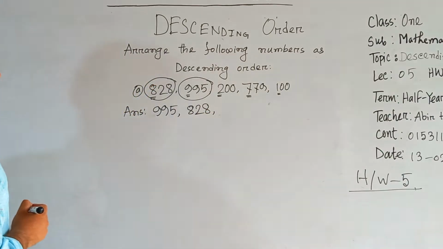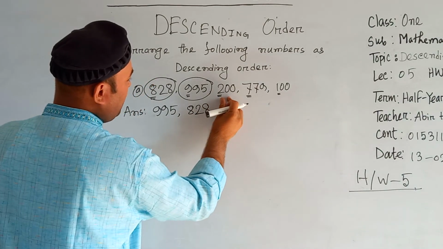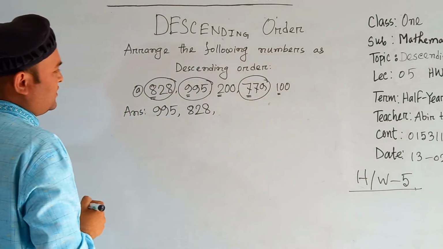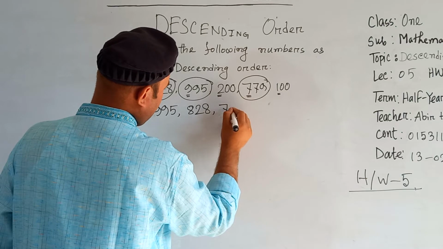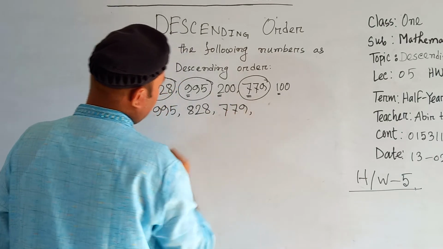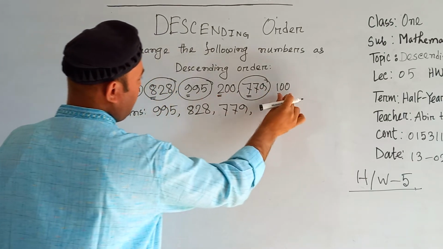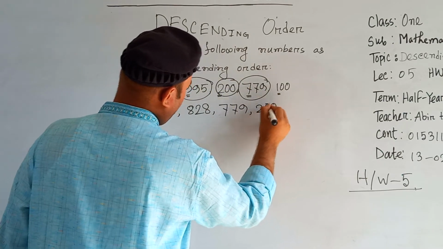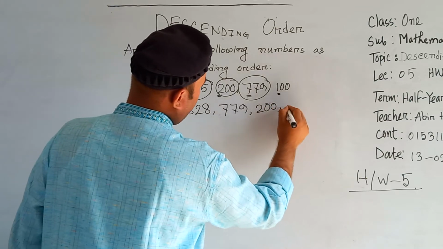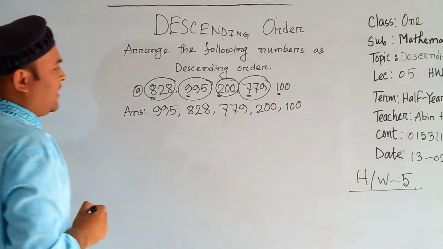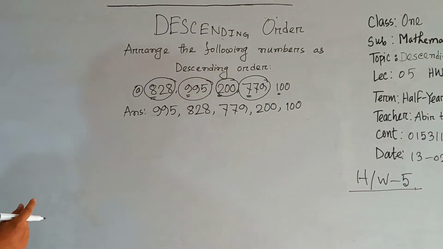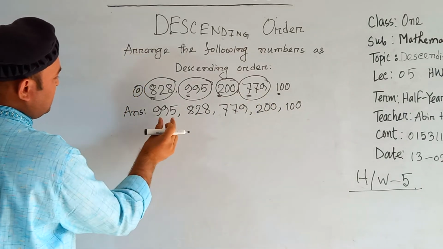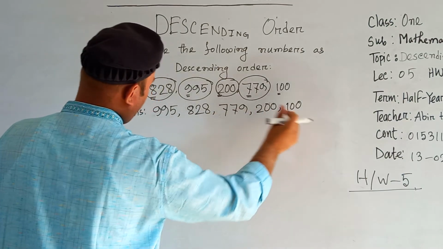Obviously 800 is the largest among them, so we have to write here 828. Then which one: 200, 700 or 100? 700 is the largest among them, so it will be 779. Now here is 200 and 100. 200 is the largest, so here it will be 200, and the rest of the number is 100, which is the smallest number. So we have arranged these numbers in descending order, that means from larger to smaller.